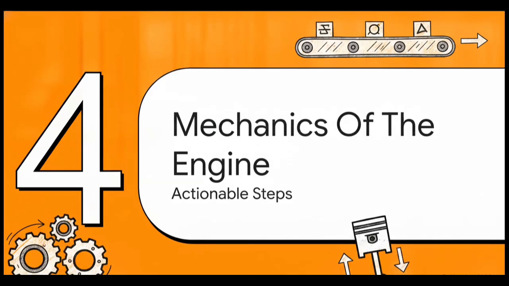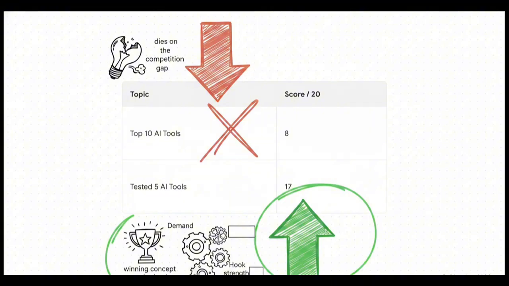All right, Section 4, Mechanics of the Engine. What makes this system tick? Let's zoom in on 3 concrete steps to prove this actually works. Let's kick off with Stage 2, the Topic Scorecard. This right here is why most people fail before they even write a single word.